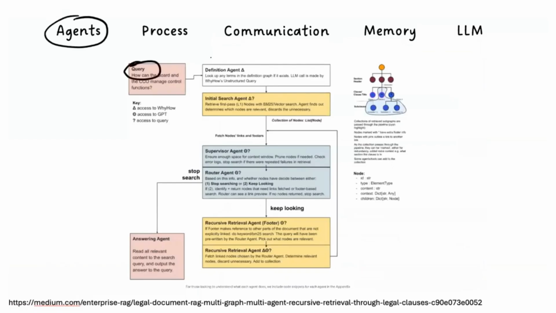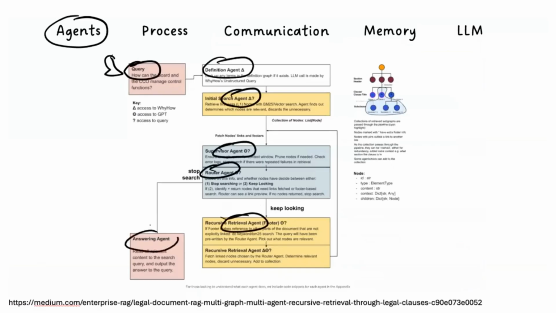So you have this user query, but you have this definition agent, search agent, supervisor agent, router agent, retrieval agent, answering agent. So these are a multi-agent system. As a process, it looks to me like obviously a graph system. It doesn't follow a strict tree architecture or linear architecture.